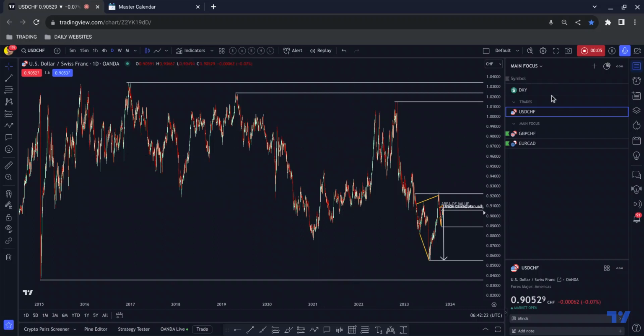So today I have two pairs on watch, and those are Pound Swiss, which I just put on my watch list a moment ago, and Euro CAD, which I put on my watch list last night.